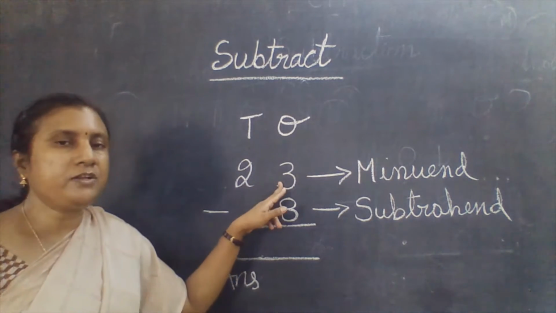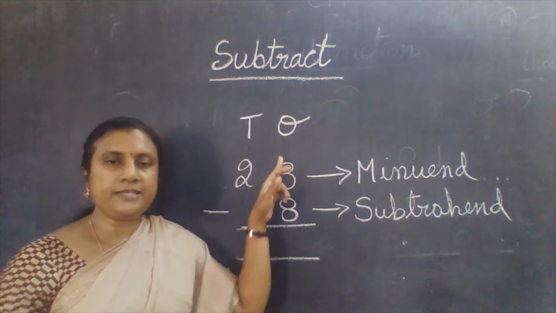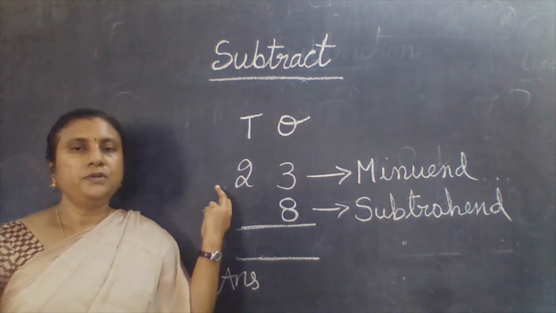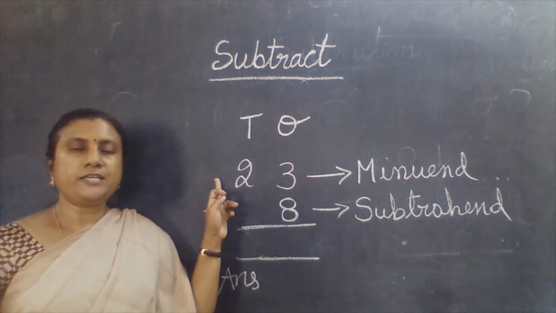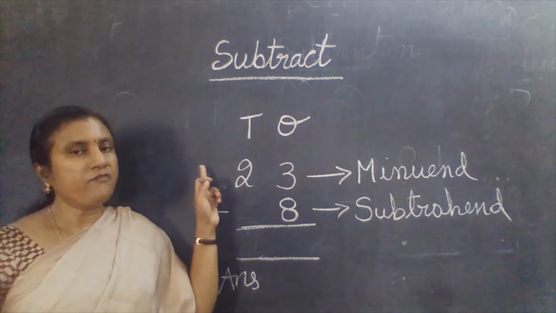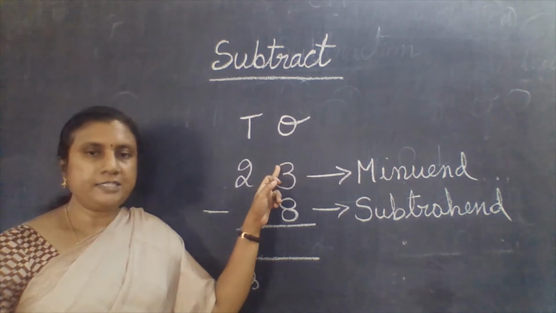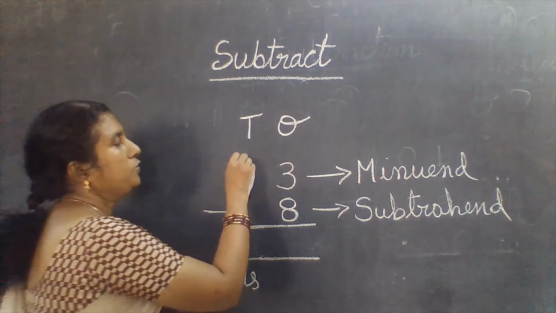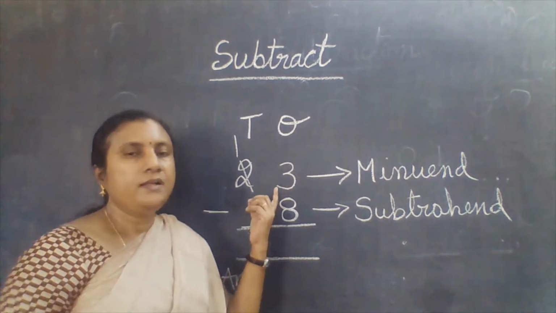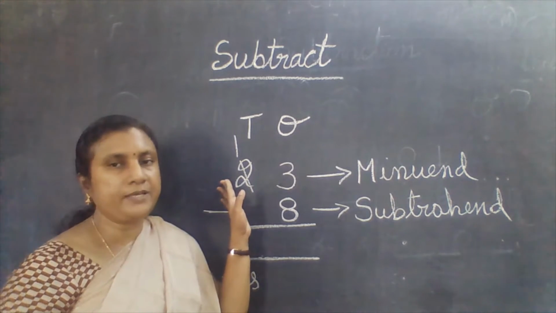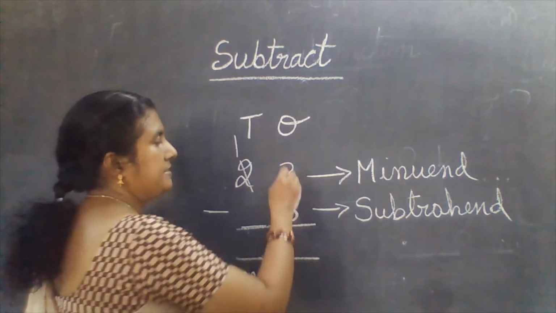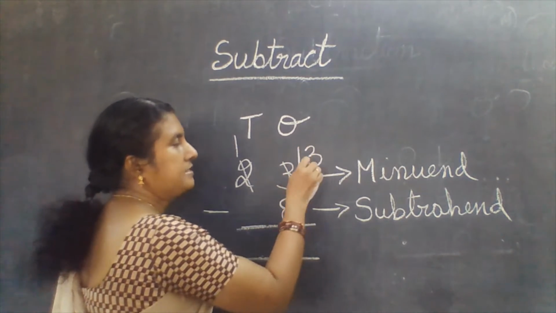Here, what is the place value of 3? As it is in ones place, its place value is 3 itself. And what is the place value of 2? As it is in tens place, its place value is 20. Among the 20, we are bringing 10 to the ones place. So, 2 will be reduced to 1 and 3 will become 13, as already 3 is there. The 10 plus this 3 is 13.